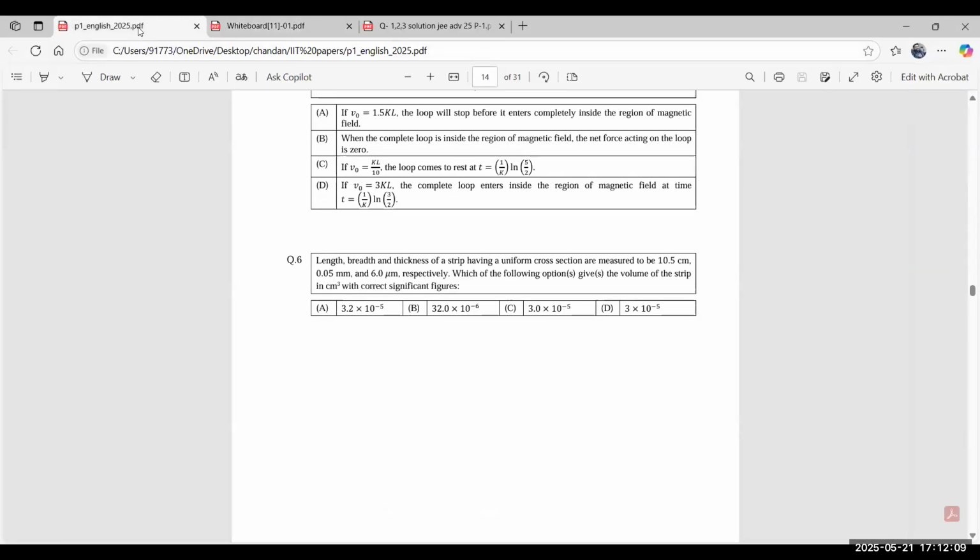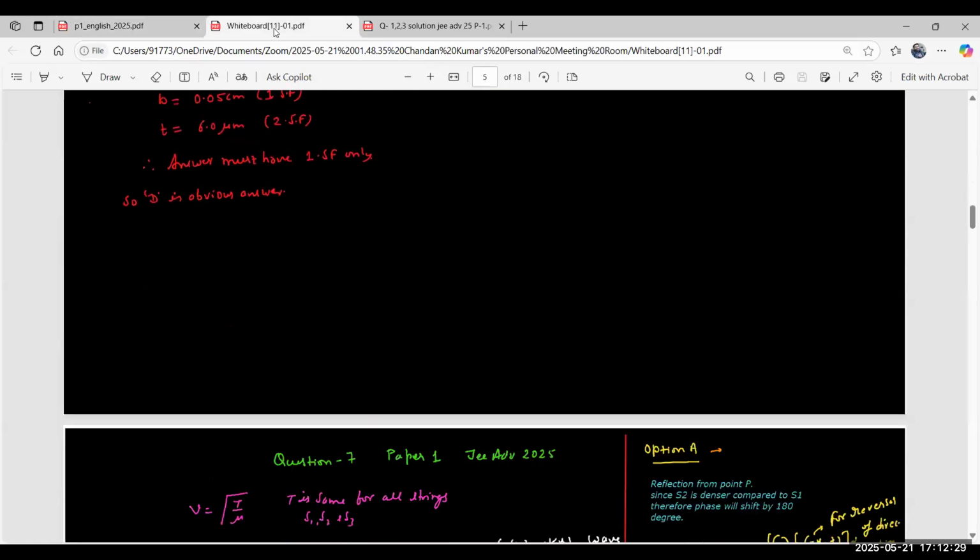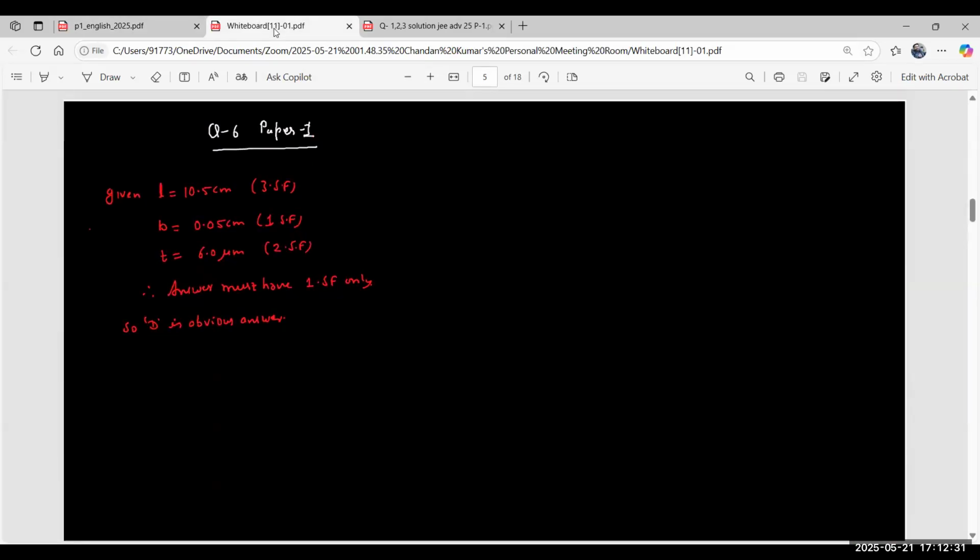Now, question number 6. It is a pretty easy question, just based on the concept of significant figures. Nothing much, so you can answer just by seeing it. I will also mention the difficulty level of each problem, how it should be presumed, at the end of the video. So question number 6 is pretty easy. You just multiply and you get the answer. I haven't multiplied because you can do the multiplication, but the answer is obvious because only one significant figure must be in the option.